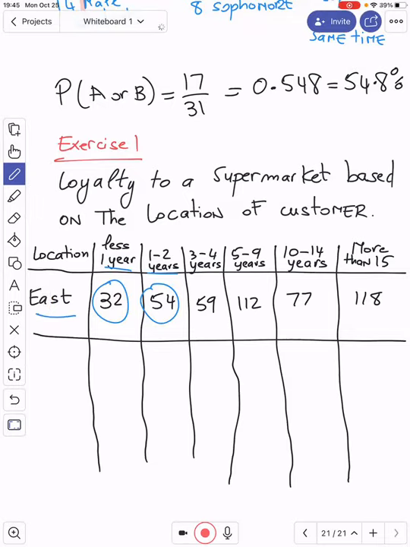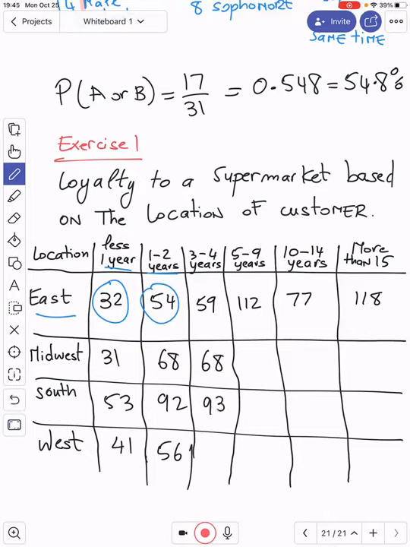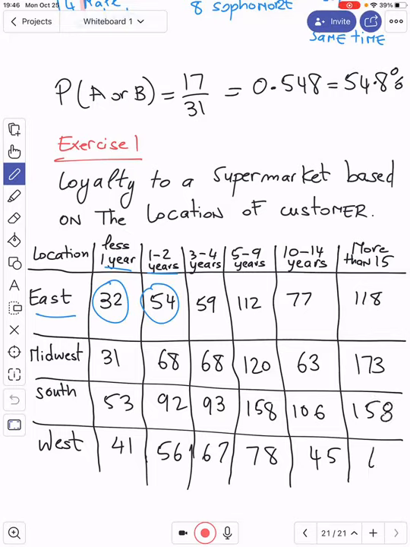All right, so for the Midwest, then we have the South, and then we have the West. So here we have 31, here we have 53, we have 41. Here this is 68, here it's 92, 56, this is 59, 68 again, 93, 67, 112, 120, 158, and 78, 77, 63, 106, 45, 118, 173, 158, and 86.